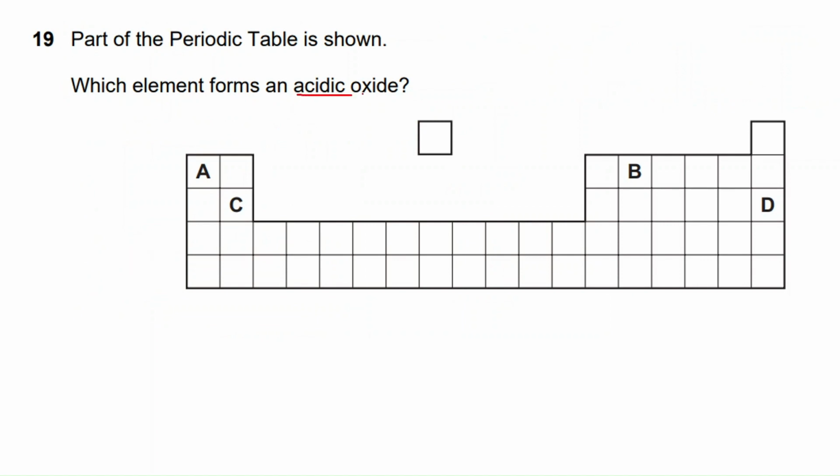Which forms an acidic oxide? So we know that acidic oxides are nonmetals. So these two are going to be cancelled out. These are the nonmetals. But we know that D is a noble gas, so it won't react to form an oxide. So the answer has to be B over here. So this is wrong. So B is the answer.